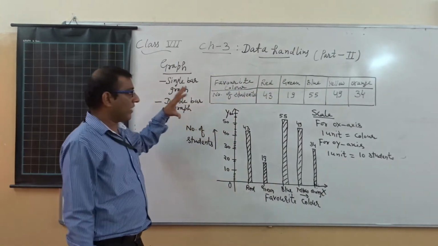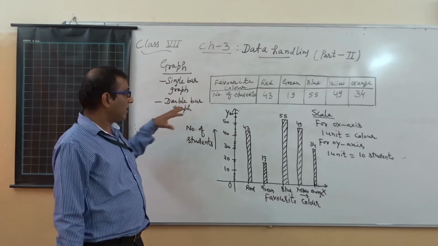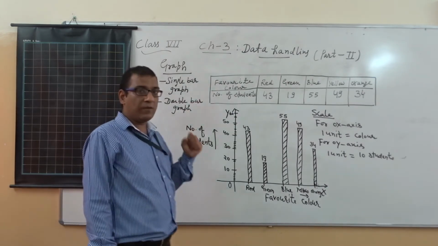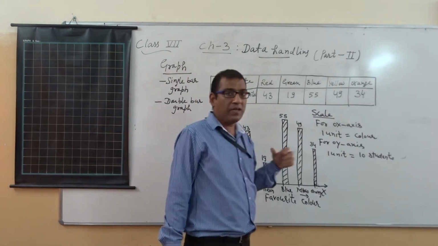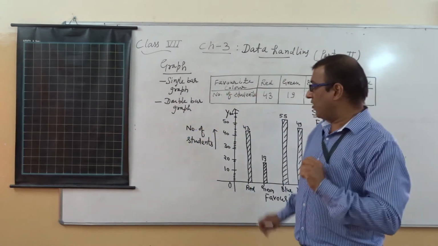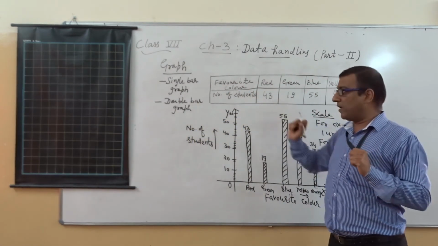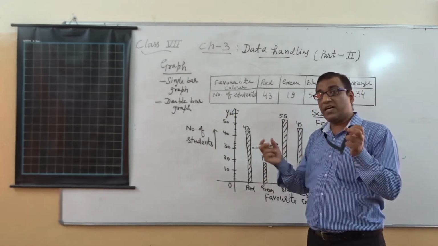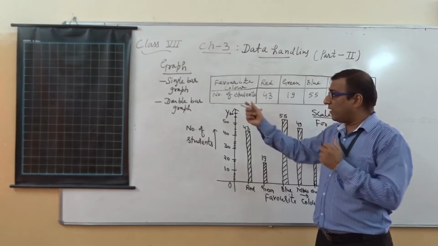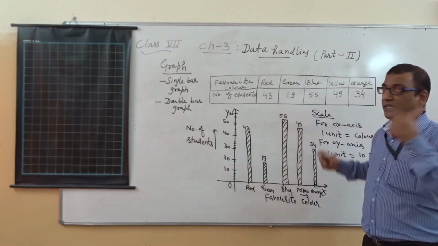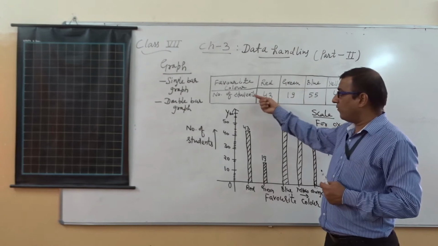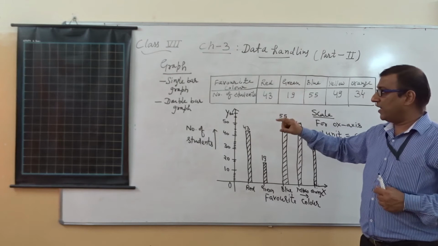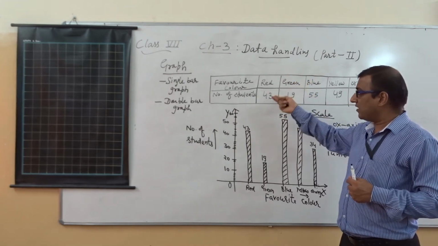Now, in the second example, I want to tell you the meaning of double bar graph and why we use a double bar graph. With the help of a double bar graph, we will easily compare the data. So, what is the difference between single bar graph and double bar graph? In a double bar graph, we make double buildings, and both the buildings are attached to each other. So, in a double bar graph, if you see this table, what will be the change? We will take one more row here.